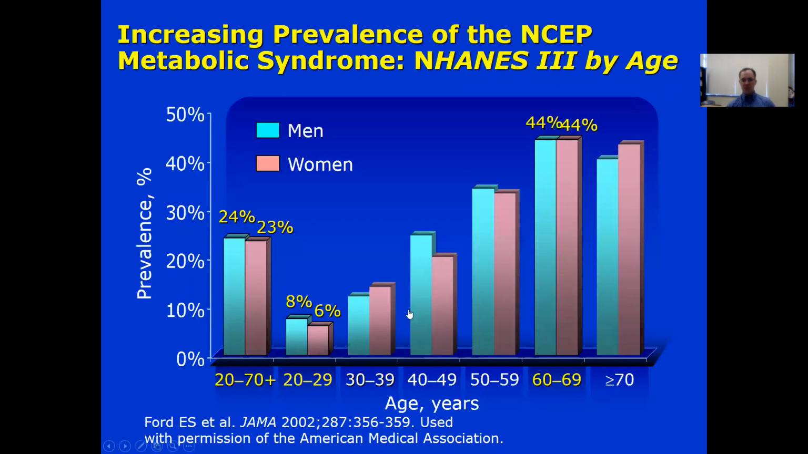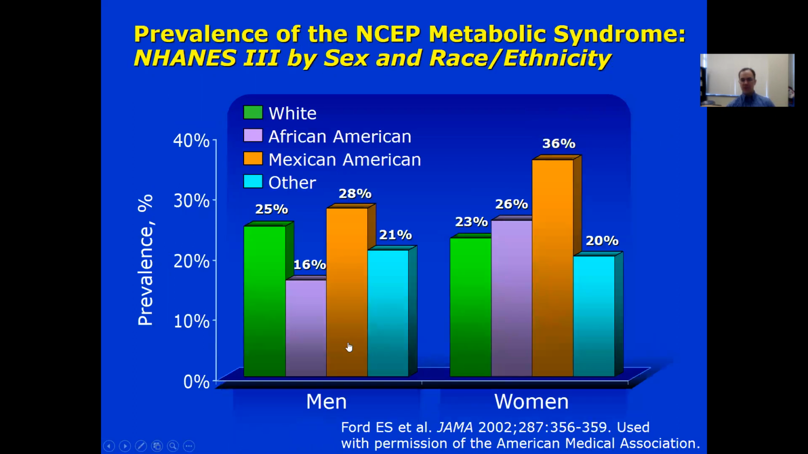So here's again metabolic syndrome, the prevalence. As one gets older, the prevalence of metabolic syndrome increases. It averages around 24 to 25% of the population. It also affects different sexes, races, and ethnicities. It varies, but it's anywhere from 20 to 35% in both men and women.